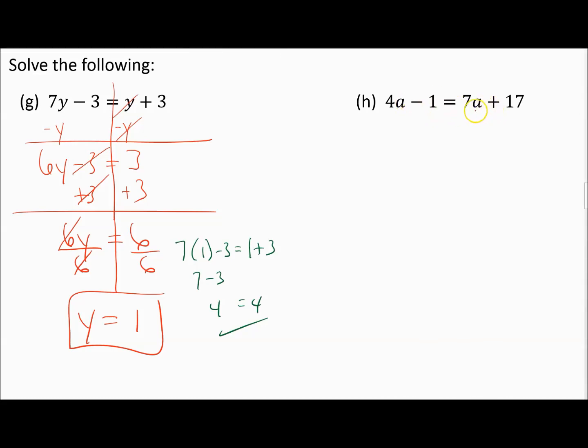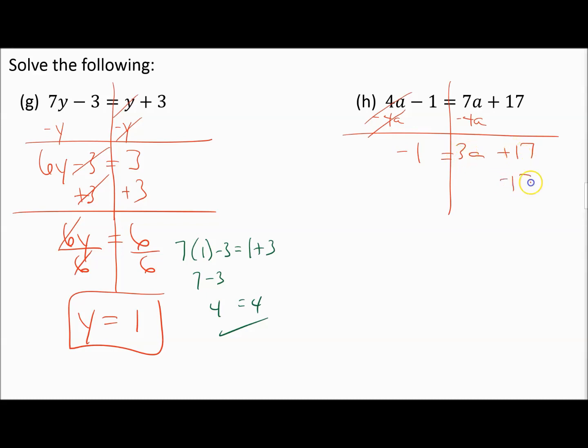Now again, I've got to decide what side my variables want to be on, what side I want my numbers on. And the bigger coefficient for the variables is on the right, so let's let our right side be the variables, which means when I do something on both sides, I want a minus 4a, minus 4a. And what that does is put all my variables on the right-hand side. So 4a minus 4a is gone. I'm left with negative 1 equals, now 7a minus 4a is 3a, and then we still have a plus 17. Now my goal is to isolate this a, which means I have to subtract 17 and then I have to divide by 3.